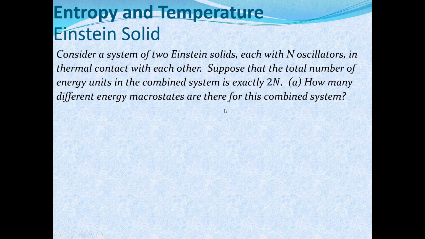All right, so taking this one step further, now let's do another one with Einstein solids. So pause the video, work on this, and we'll go over it in a second. All right, so we want to know how many different energy macro states are available for this. So we have two solids, each with n oscillators, and they tell us that the total number of energy units is 2n. So remember that the number of macro states is essentially going to be equal to q plus 1.